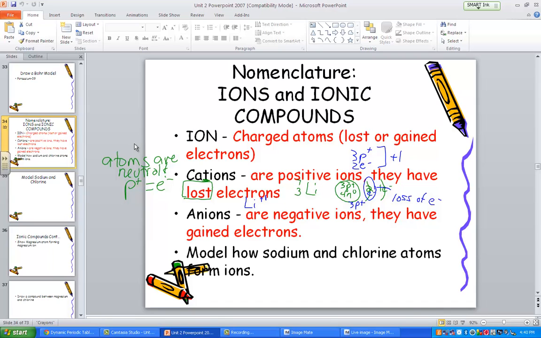Let's talk about anions. Anions, this is my way of remembering that they are negative ions. A negative ion: the A, then the N, in my head reads a negative ion. Anions carry negative charges because they have indeed gained electrons. Now let's model something that might look like that.